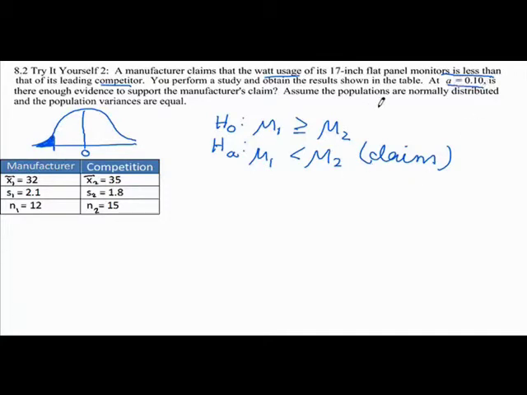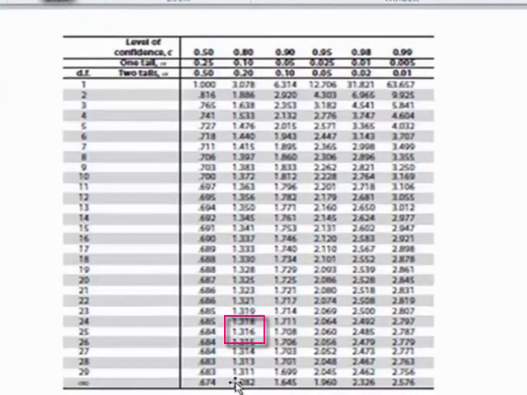Now we need to know the degree of freedom. To figure out which degree of freedom it is, when the samples are small because they're less than 30, the variances are equal. So if the variances are equal, then we're using both the n1 and n2. The degree of freedom is n1 plus n2 minus 2. So in this case, it's going to be 12 plus 15 minus 2, which will give us 25. So we're going to look up alpha is 0.10, a one-tailed test, it's going to be negative, and the degree of freedom is 25.